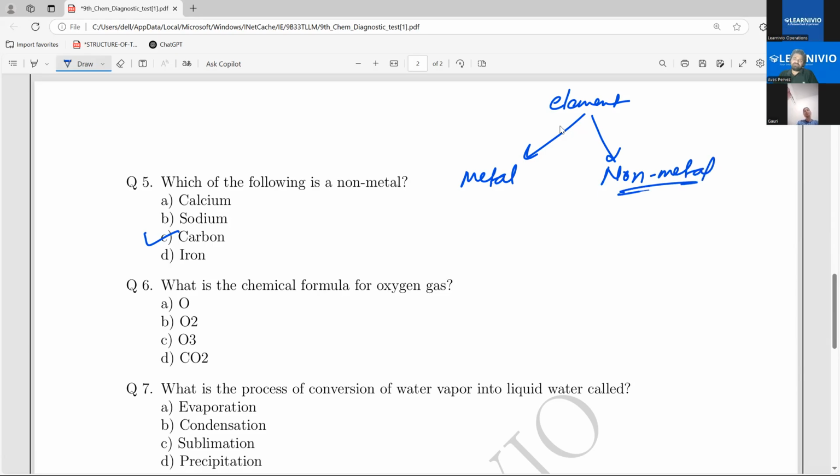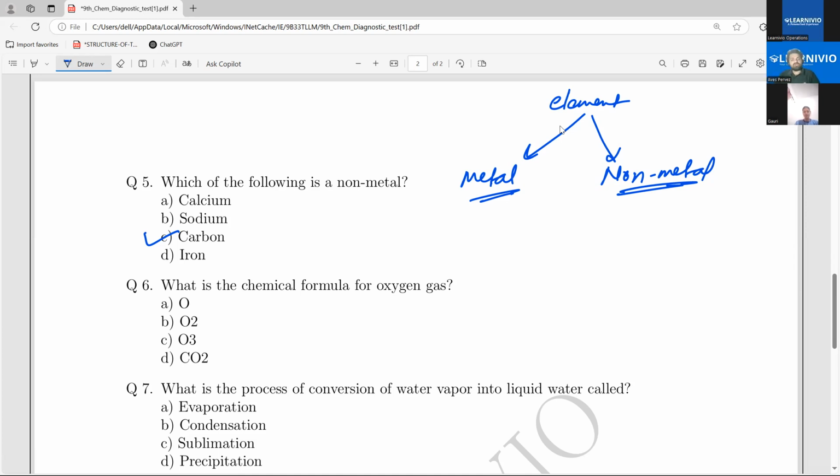Non-metals are generally bad conductors of electricity, not shiny but dull, with low melting and boiling points. Generally they are gases or solids. But metals are good conductors of electricity, and they are sonorous, they produce sound on striking. You have studied that in the 8th standard, so that's why I put these questions here.